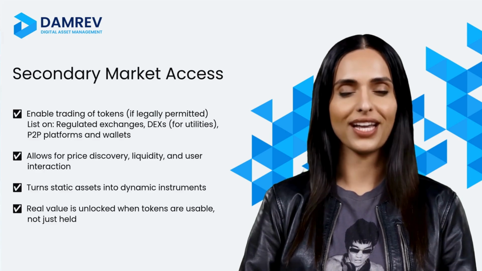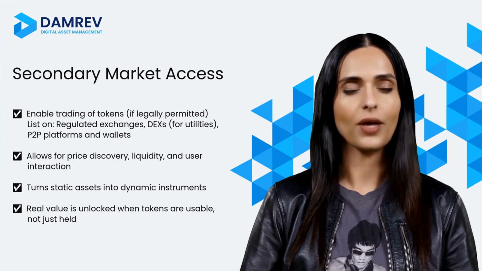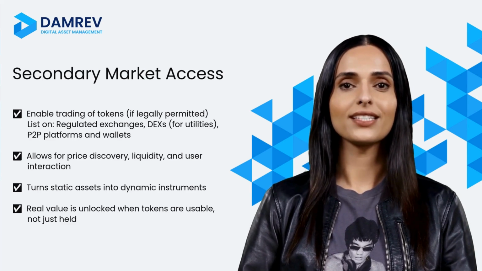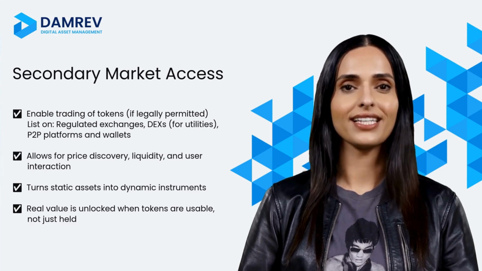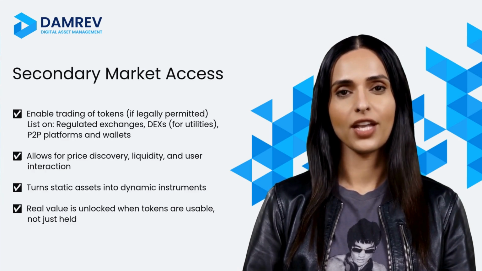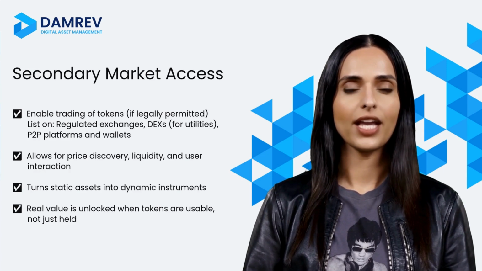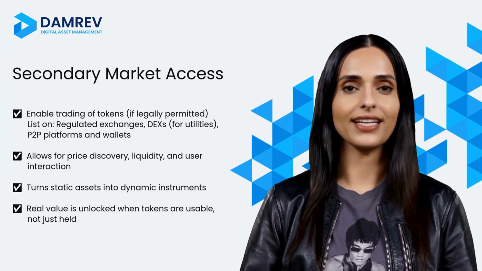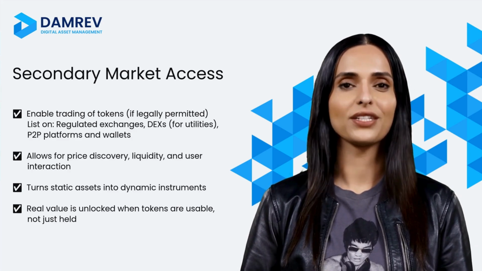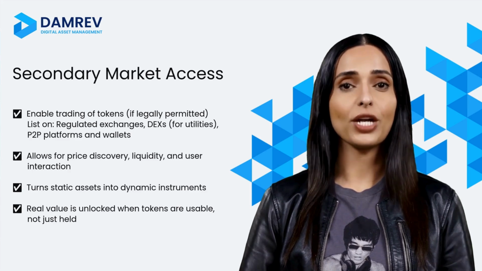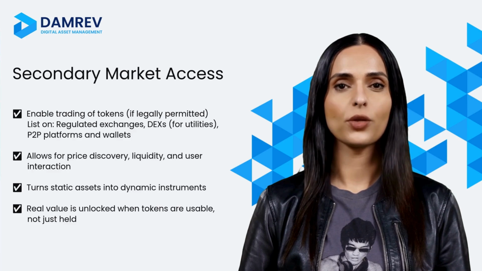If your token is legally allowed to trade, the next milestone is secondary market access. Tokens can be listed on regulated exchanges, like a digital asset marketplace licensed under financial authorities, or decentralized exchanges, DEXs. If your token is a utility token and trading is legally permitted, peer-to-peer transfers through wallet apps or OTC platforms. Trading volume, market making, and price discovery all begin here, turning your token from a static investment into a dynamic financial instrument. This is also where token utility really shines, when holders can interact with the token in ways that reflect its real-world value.